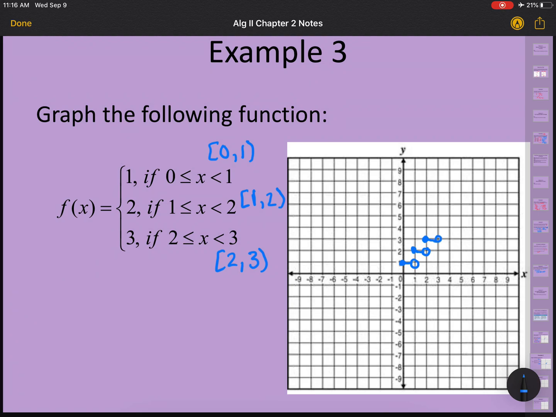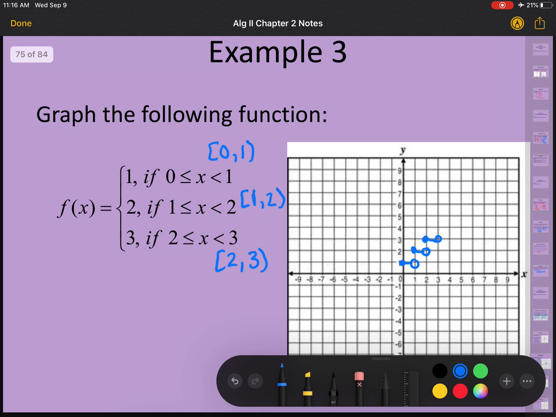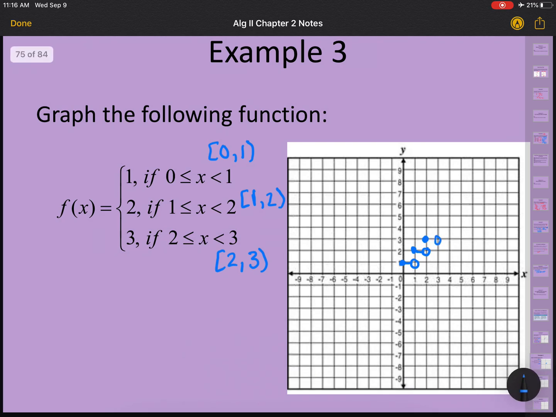Okay, but it's going to be an open dot at 3 because it doesn't quite include 3. So it's always going to look like this, closed dot and some kind of open dot going on, and it looks like steps, right? That's why it's called a step function.